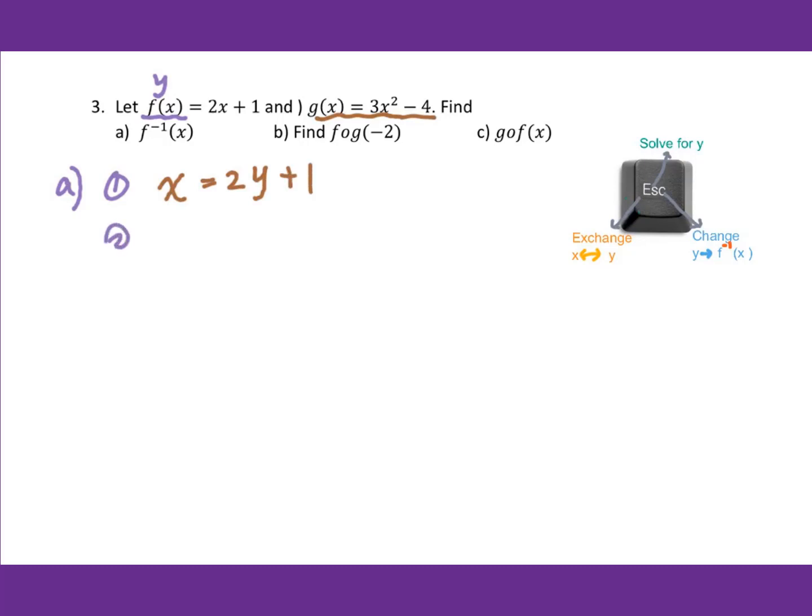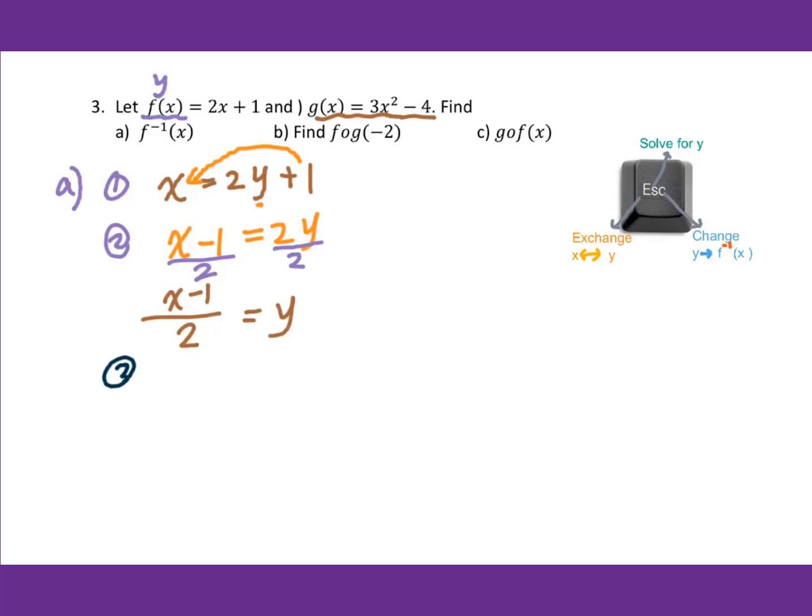Then second step, solve for y. This is a linear equation, so we isolate y on one side. Therefore, subtract 1 from both sides. We get x minus 1 equals 2y. Then I divide by 2. We get y equals x minus 1 over 2. So third step, change y into the inverse symbol, equals x minus 1 over 2.